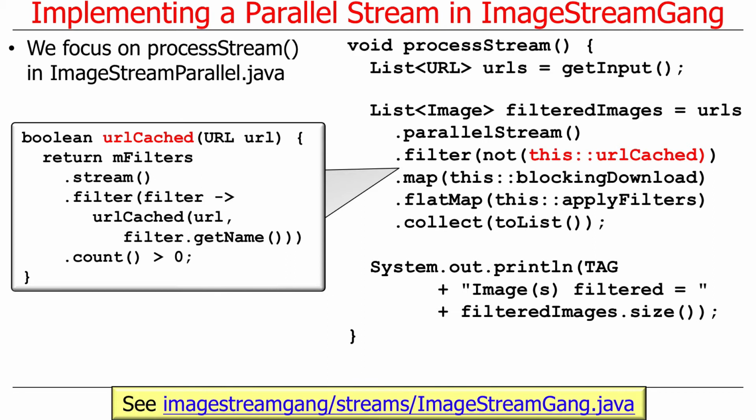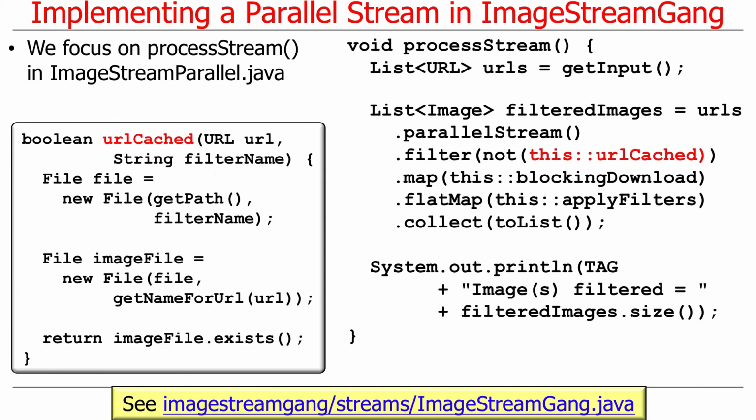This is the URL cached method. You give it a URL, and it goes and checks to see whether an image already exists in the file system or not. And if the count is greater than 0, then it's already there, so we're going to ignore it. And that's why we have to negate the result, because this is just saying, is it cached? And if it is cached, we want to negate it because we don't want to download stuff that's already here.